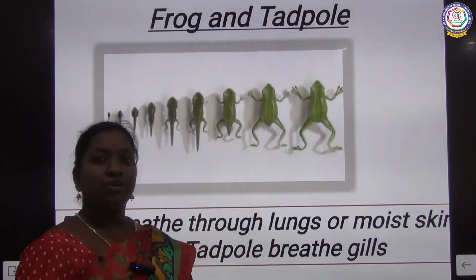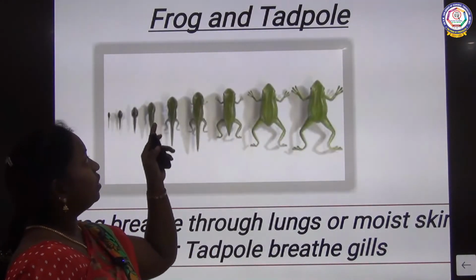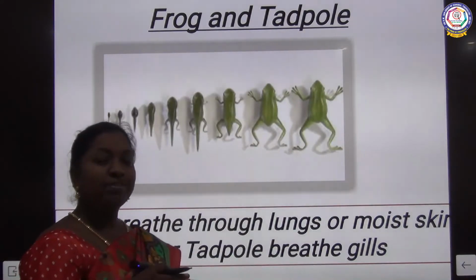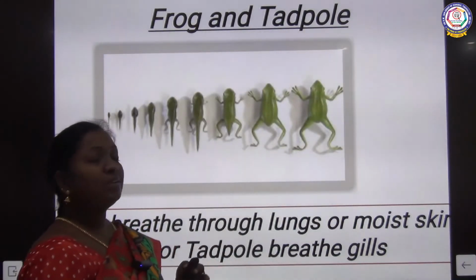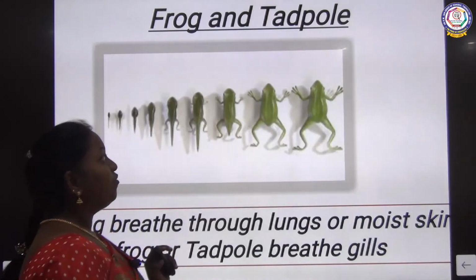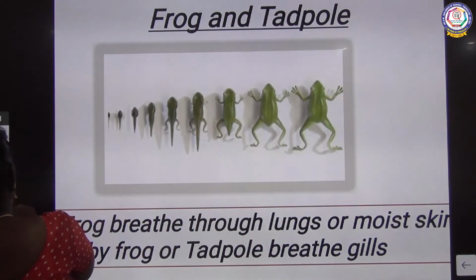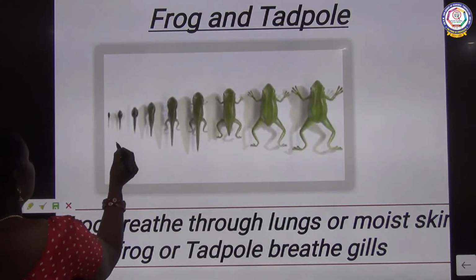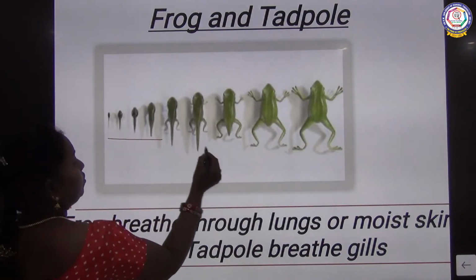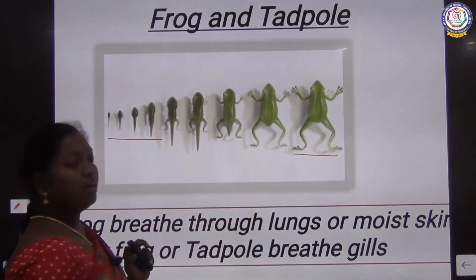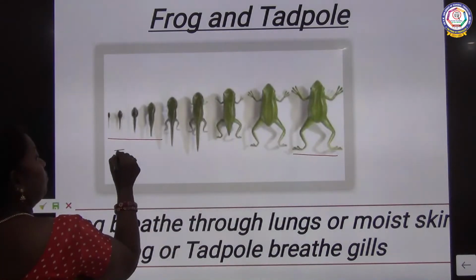So the next organism we are going to see is the frog and the tadpole. Frog means the adult one. Tadpole means a baby frog. So you can see the picture. This is called a tadpole. These are tadpoles. This is an adult frog.